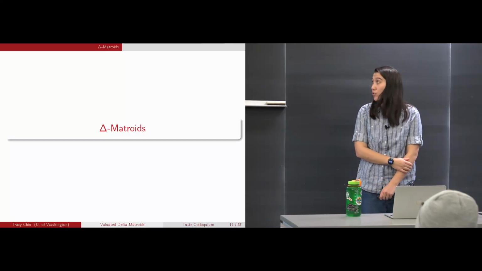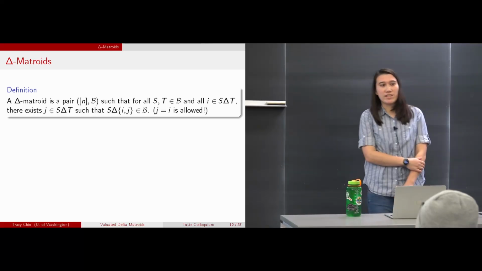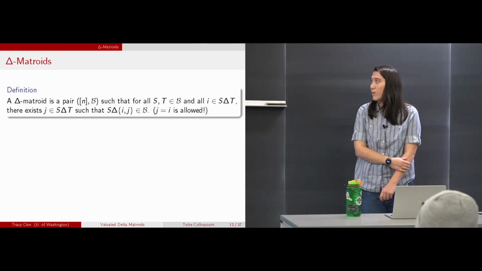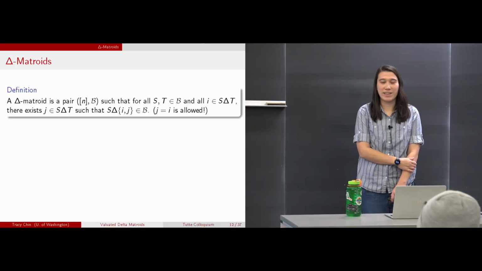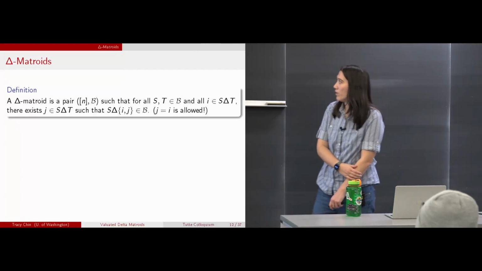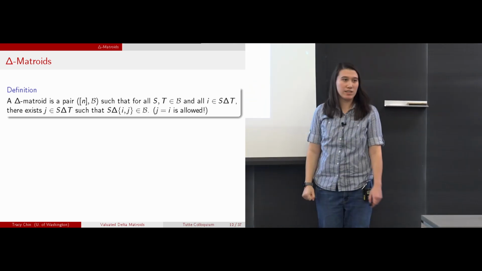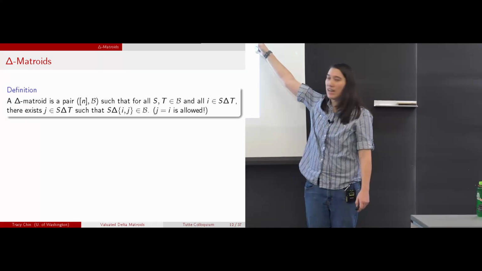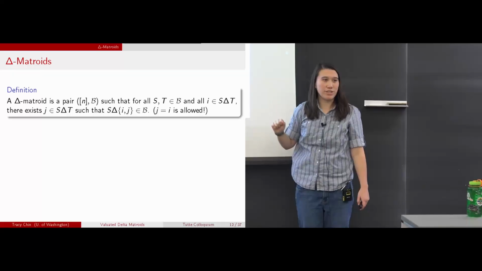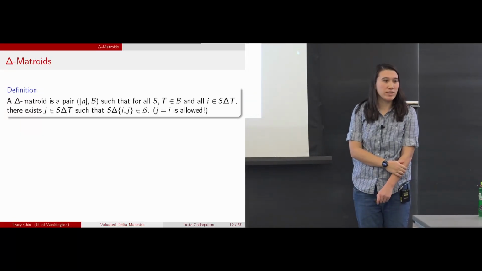So delta matroids. My motto for delta matroids is they are what you get if you lock a combinatorialist in a room and you say you can't come out until you come up with the definition of matroids where the bases don't have to be the same size. So before we had like I and S minus T and J and T minus S. This time we're just going to say I is in the symmetric difference, J is in the symmetric difference, and then we're just going to take the symmetric difference and get a new basis.